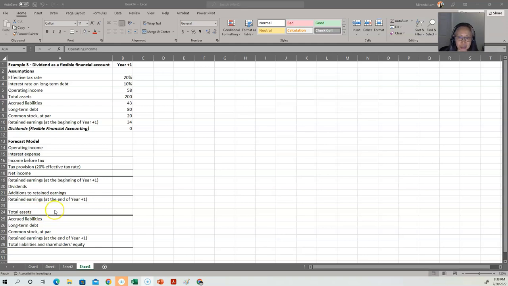Our balance sheet is extremely simple. We have total assets, so that's just one item. And then we have current liability, long-term liability, and equity.